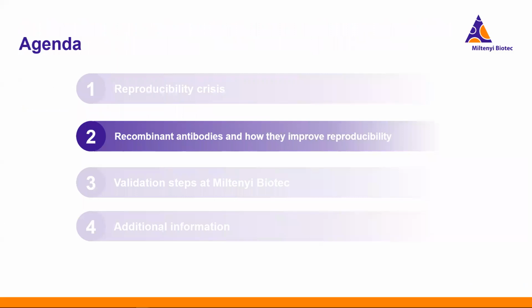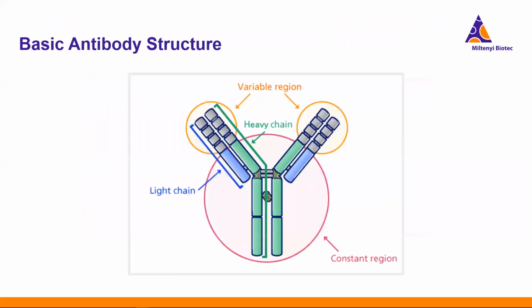So what are recombinant antibodies? What are these antibodies people are asking for? How are they going to help mitigate reproducibility issues? And so I thought it would be helpful if I go and do a quick kind of overview of antibody structure.